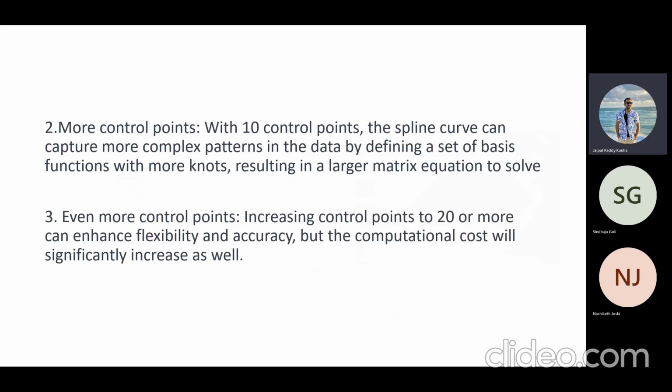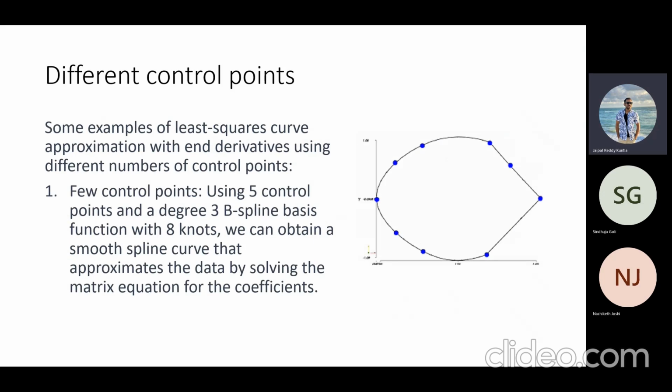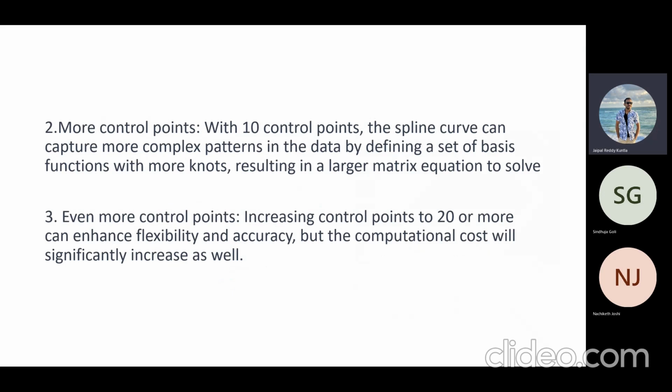So for more control points, with 10 points the spline curve can capture more complex patterns in the data by defining a set of basis functions with more knots, resulting in a larger matrix equation to solve. Even more control points. As I said, we are just considering three different categories: the first is few control points, the second is more control points, and the third is even more control points.